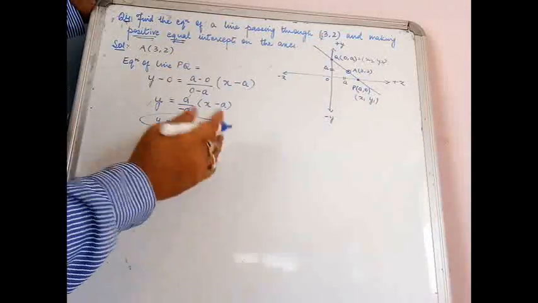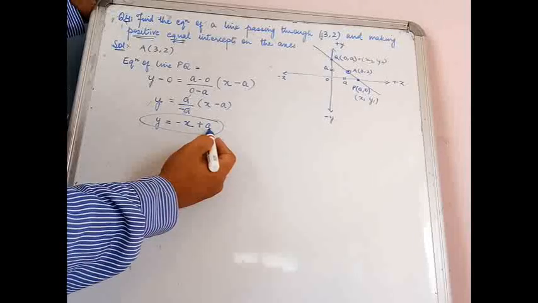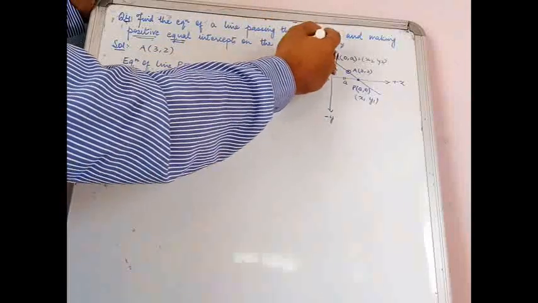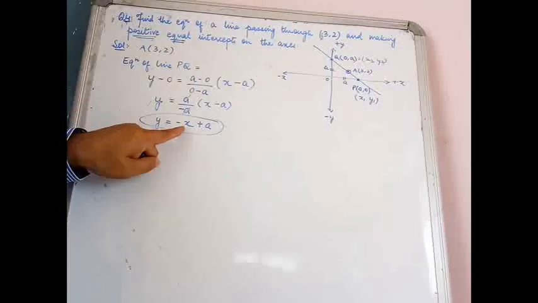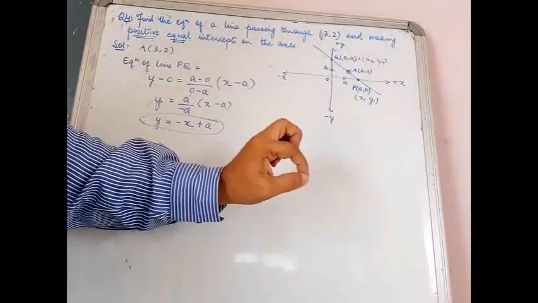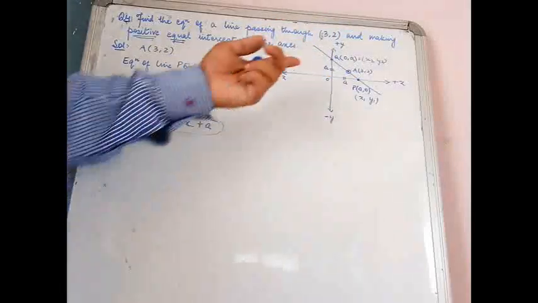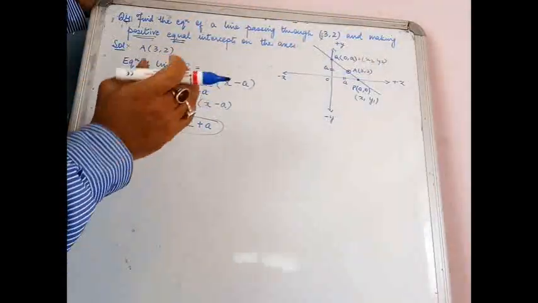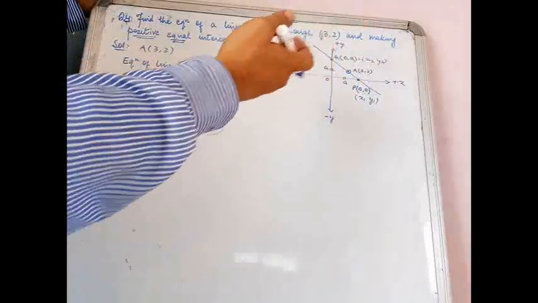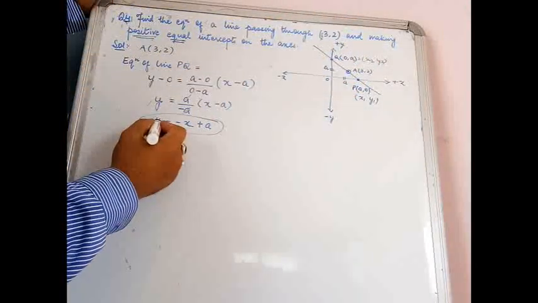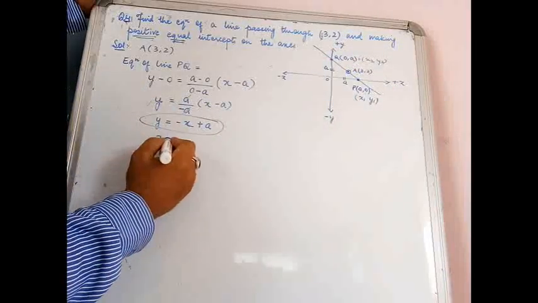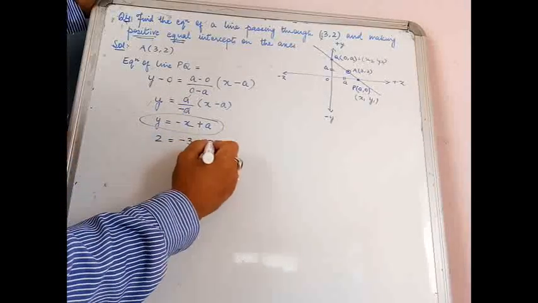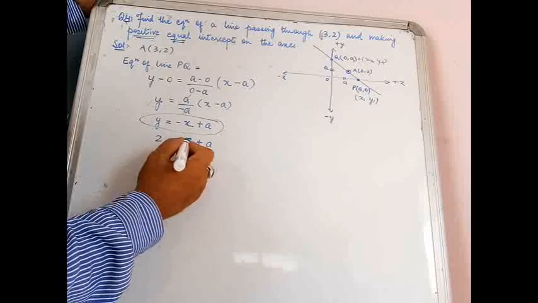But this is not the final answer because we have to find the value of A. So here is the need for this particular point that was given to us. This is the equation of our line. Is our line passing through 3, 2? Yes, it is passing through 3, 2. So 3, 2 should satisfy this equation. That means we should be able to put the values of the coordinates. Over here the y value is going to be 2. So 2 is equal to minus of x, x is 3, so minus of 3 plus A. So A becomes, minus 3 goes to the other side.